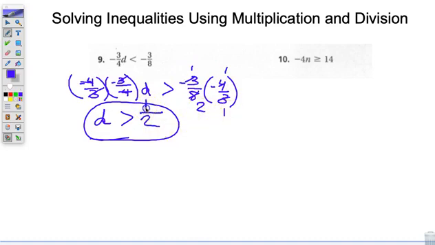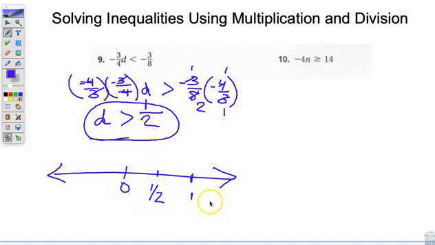So it's positive 1/2. So to create this graph, when you graph a fraction, you can actually put a 1 here. So we know that 1/2 is in between 0 and 1, so that would be right here. So I'm just going to go ahead and squeeze that in. It is an open circle, and d is greater than 1/2, so that moves to the right.